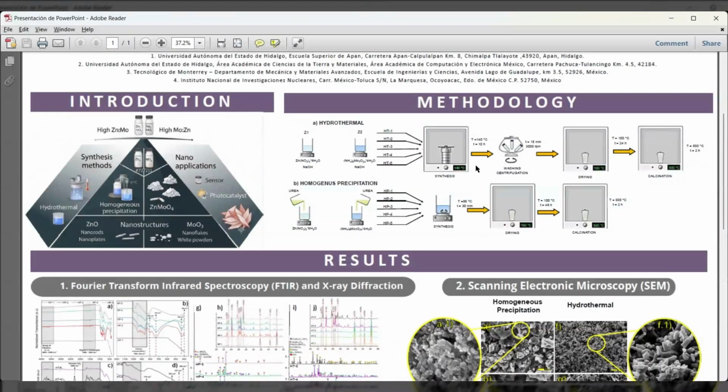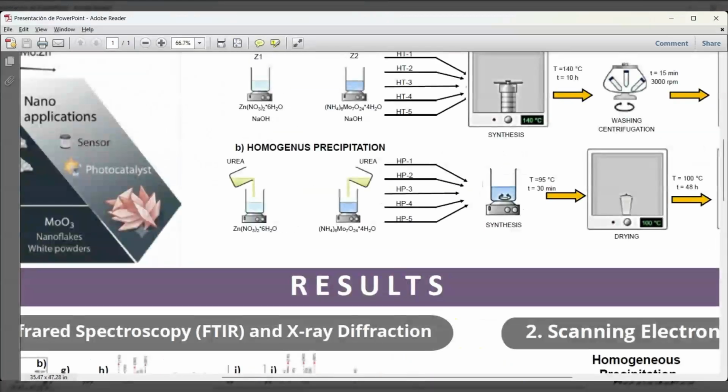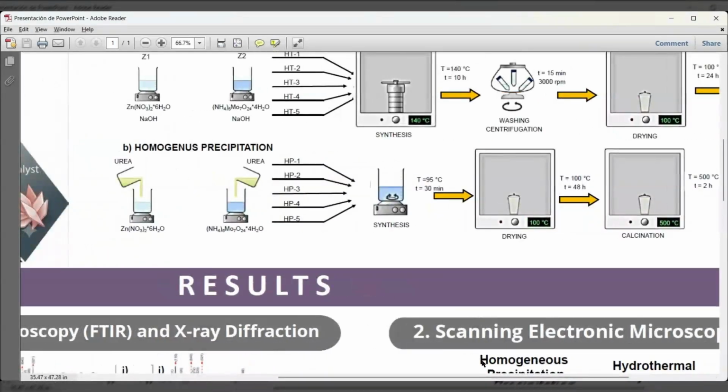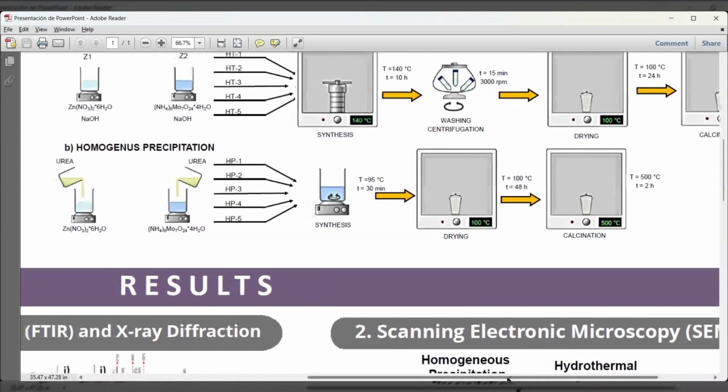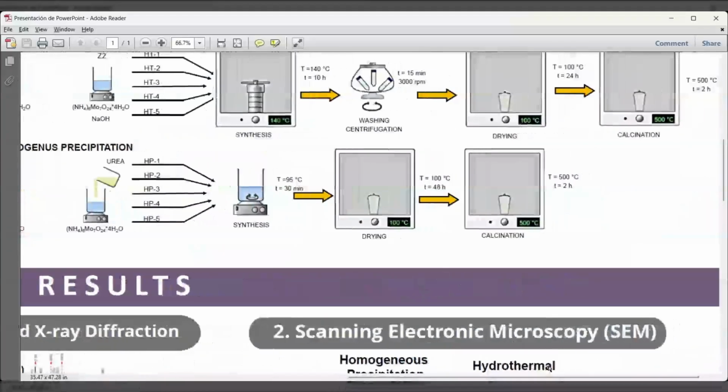The second method was homogeneous precipitation, in which zinc nitrate and ammonium molybdate were combined with urea as the precipitating agent. The solution was heated to 95 degrees Celsius, allowing the gradual decomposition of the urea and the consequent increase in pH, which permitted precipitation. After precipitation, the samples were dried and calcined under the same final temperature conditions. Therefore, both methods were evaluated using the same general zinc-molybdenum compositional sequence, allowing us to compare not only the effect of composition but also the effect of the synthesis route.